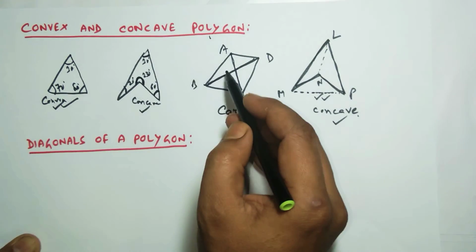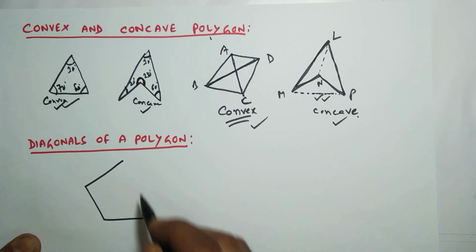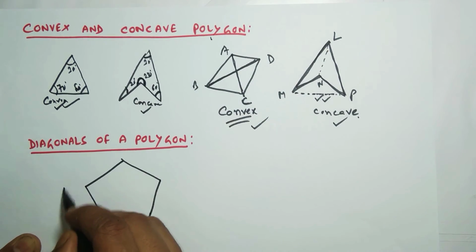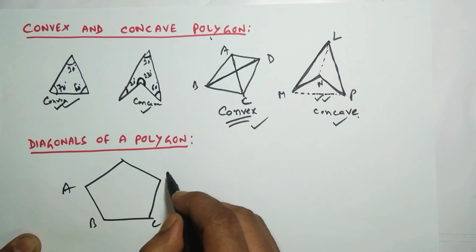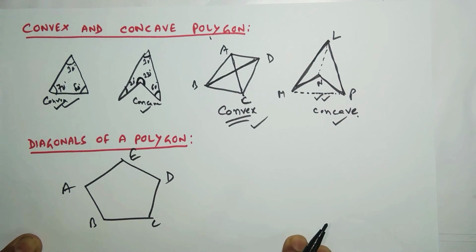Now diagonal. The definition of diagonal I have already given. What did I say? That non-consecutive vertices should be joined. Let me draw another figure. Look at this figure here. This is A, B, C, D, E, having 5 sides, so it is a pentagon. The diagonal is the line segment joining any two non-consecutive vertices. Those vertices should be taken which are not in serial order.